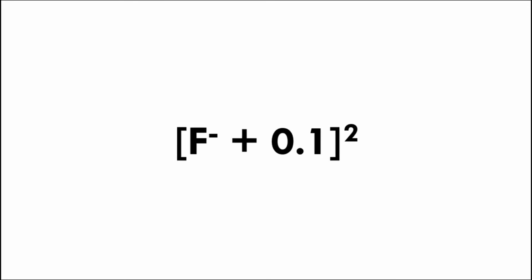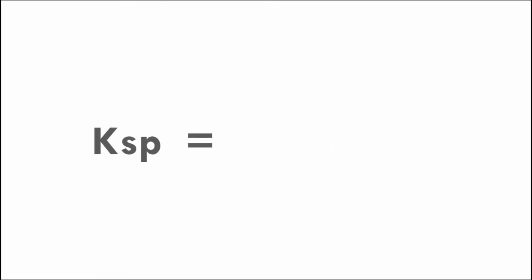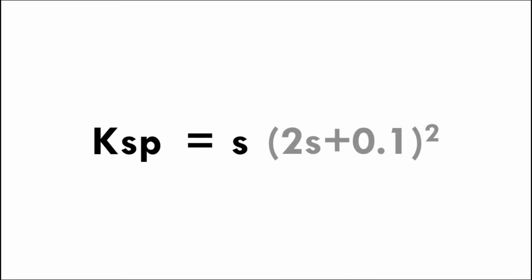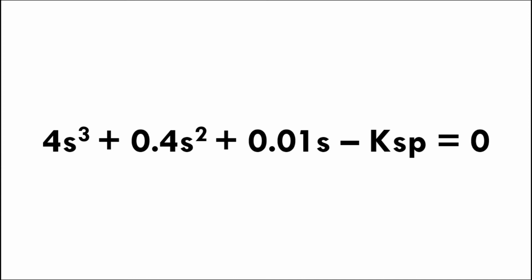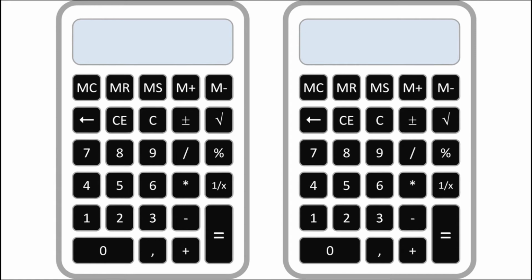To compute the molar solubility of magnesium fluoride in 0.1 molar of sodium fluoride, we will add 0.1 to the concentration of the fluorine ions, which gives us KSP equal to S multiplied by the quantity of 2S plus 0.1, squared. After you have multiplied those together and transposed KSP to the other side, you will have a cubic equation, in which you can solve for the roots using your calculator.